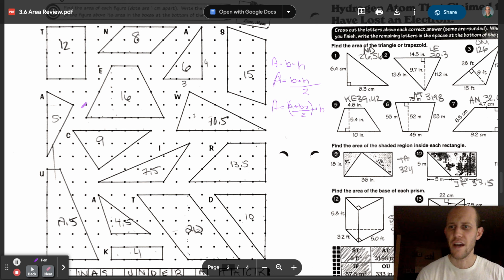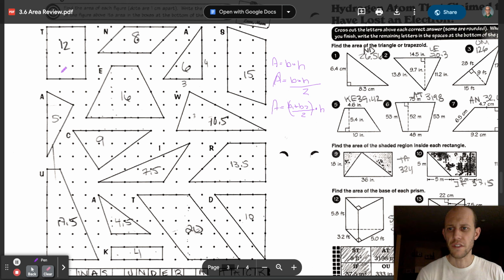So starting at the top, we need to identify our shapes and then use the formulas over here to help us solve them. First, just to review the formula: area of a rectangle or parallelogram, area of a triangle, and area of a trapezoid.